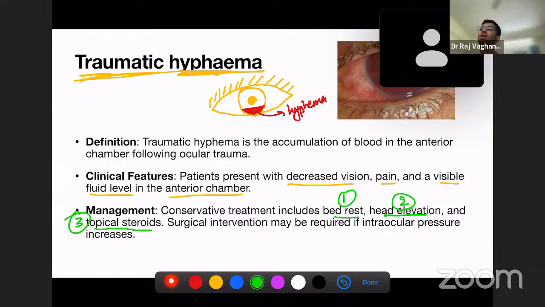Okay, so this was about traumatic hyphema. What is hyphema? Hyphema is a very small topic. There's nothing much to learn in hyphema. You just have to know what hyphema is and how it happens.